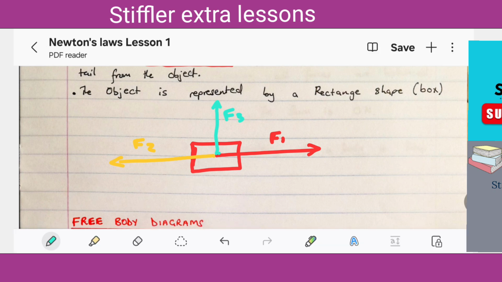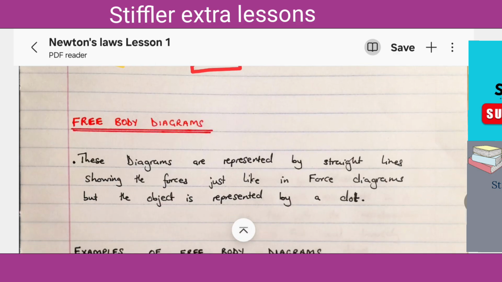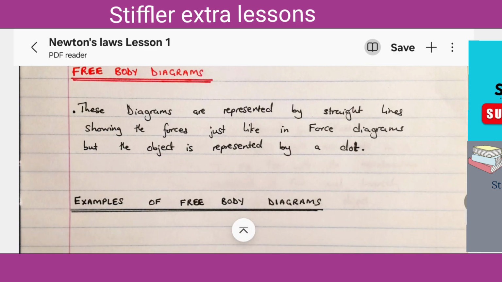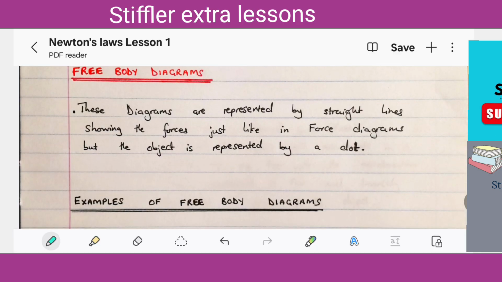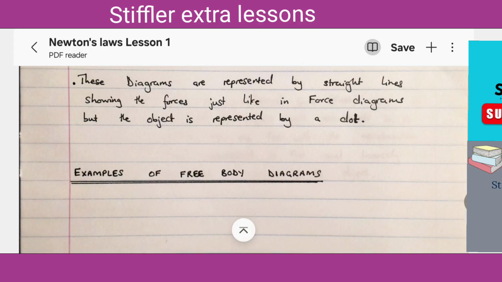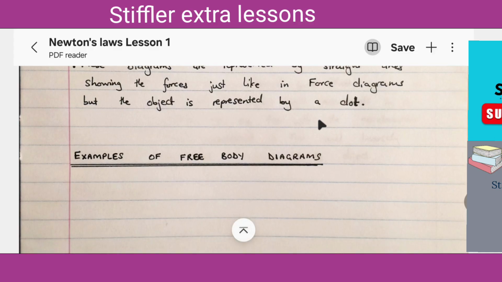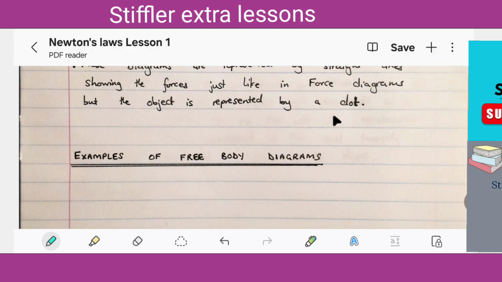But in Newton's laws, mostly we deal with free body diagrams. Free body diagrams are just the same as force diagrams, but now the object is represented by a dot instead of a box. So that is the difference between the free body diagram and the force diagram.